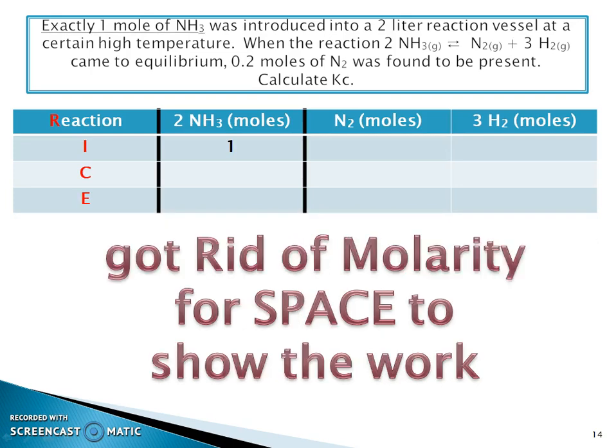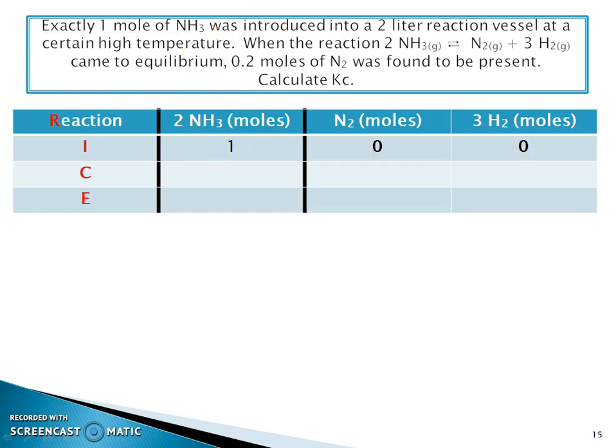All right, now let's read the problem. By the way, I just got rid of that molarity row to give me more space so I can show you more work and information. So exactly 1 mole of NH3 was introduced, so that's our initial. I don't know about you, but I don't see any initial concentrations for our product, so those are 0.